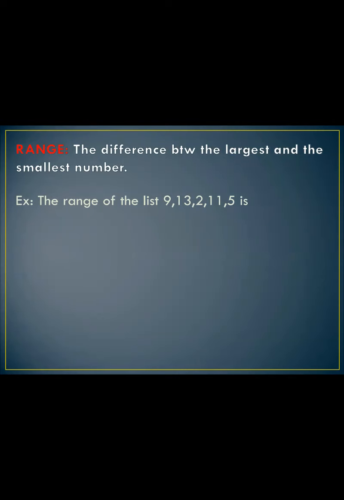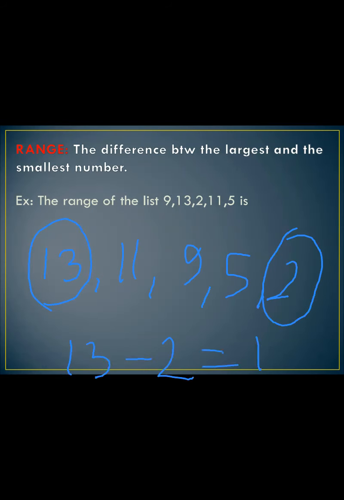Now let's write in descending order: 13, 11, 9, 5, and 2. So 13 is the largest number, 2 is the smallest number. Their difference is 11. So the range of that set is 11.